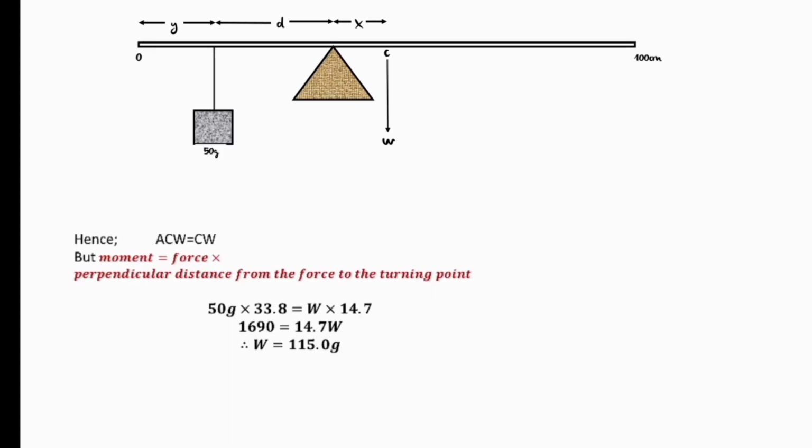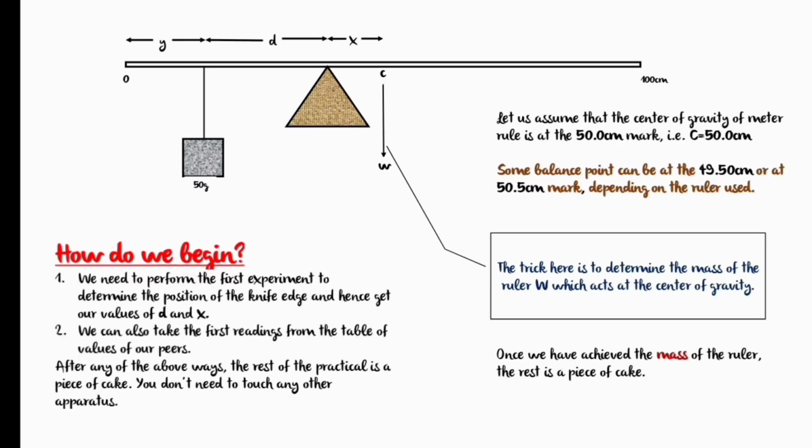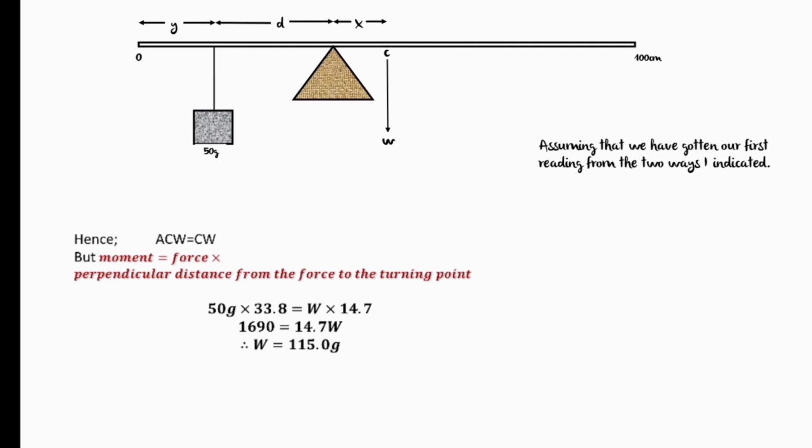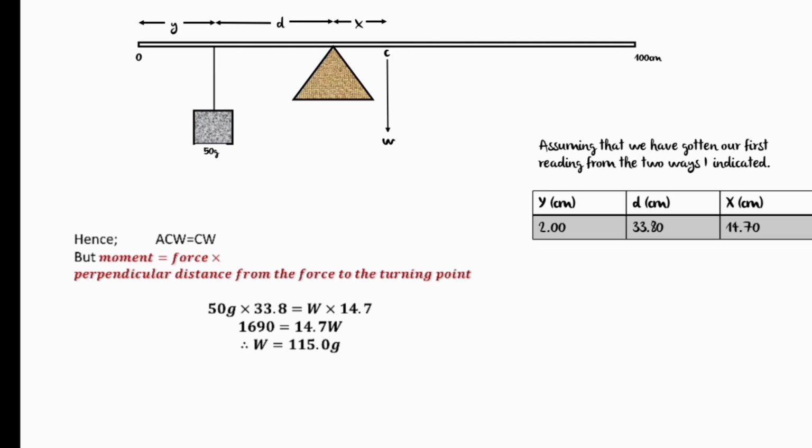Now, so let's begin. So we are going to assume that we have gotten our first reading from the two ways I indicated. Okay, and the reading I've got is that my D is 3.8 centimeters and my X is 14.7 centimeters. Okay, and the next step is to find the mass of the ruler.